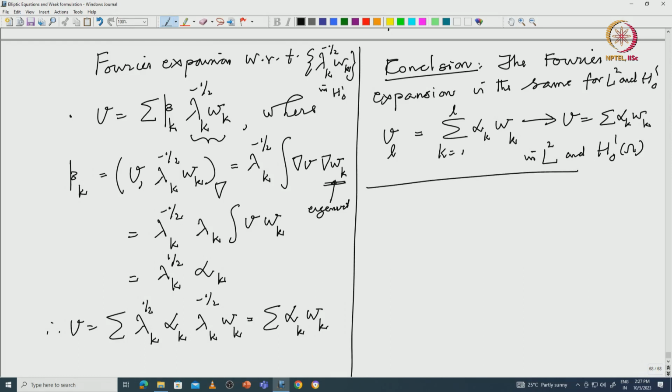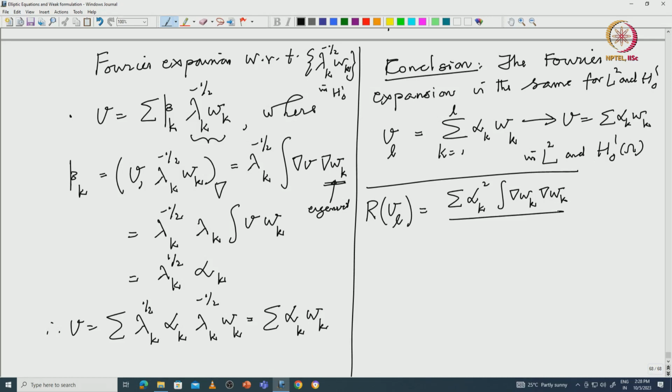Now let me at least do one thing and then continue in the next class. So at least one more step I will do. So now look at R of VL, the Rayleigh quotient corresponding to VL. It is equal to, you can just write down, sigma alpha k square integral of gradient of Wk. That is what you just write down, the definition.